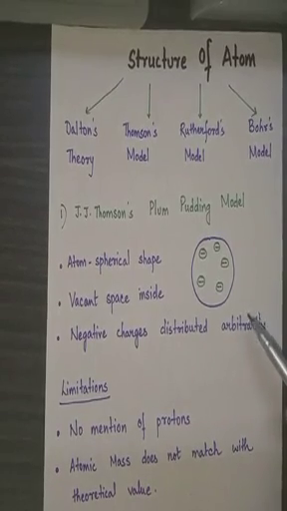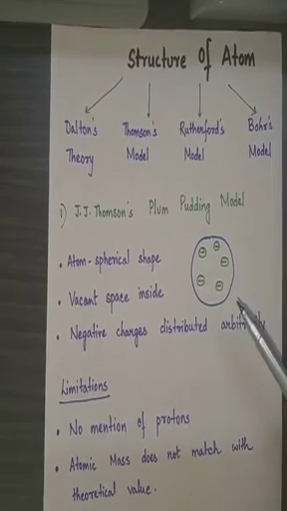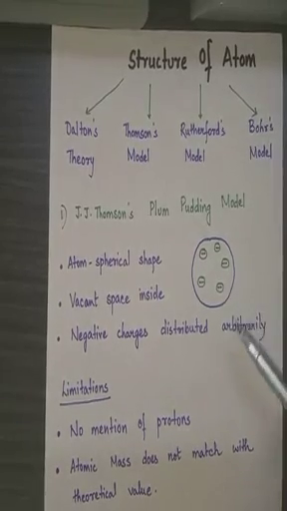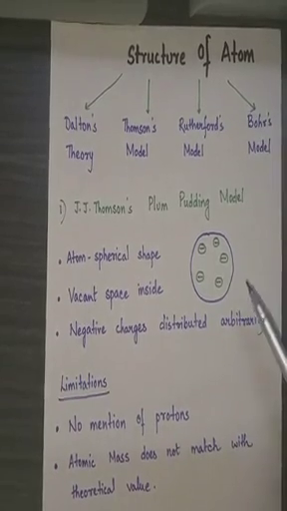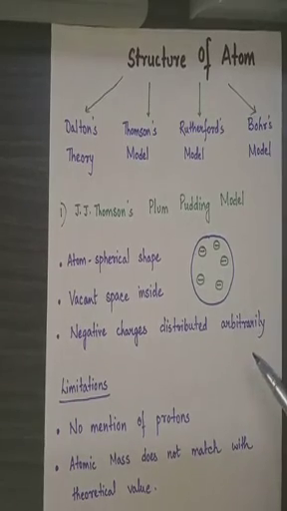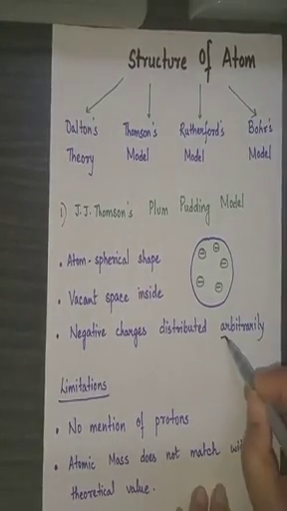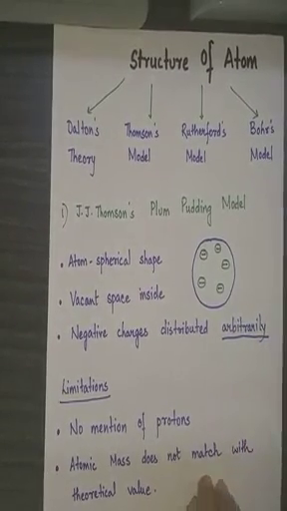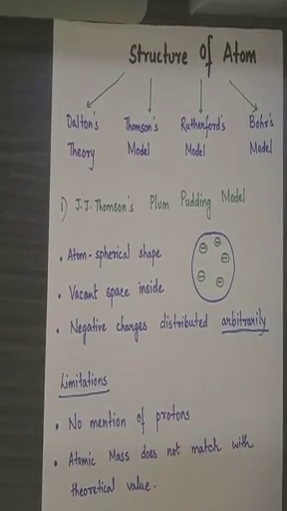The second thing that he said is, majority of the space inside an atom is vacant. That is, it is empty space without carrying anything. And there are negative charges embedded or distributed arbitrarily inside an atom. Now the important word here is arbitrarily. What does the word arbitrarily mean? Basically, arbitrarily means anywhere and everywhere.